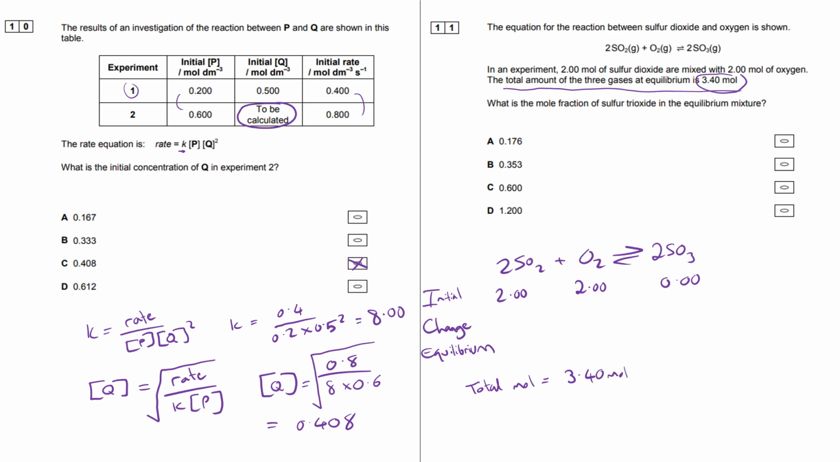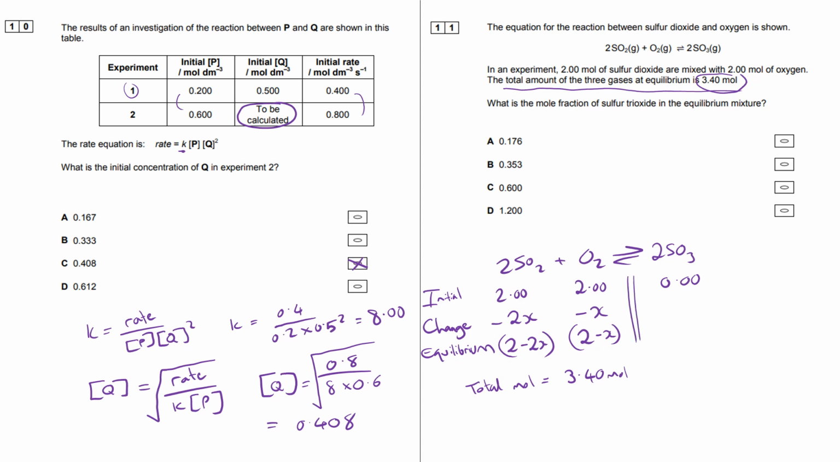So the change in moles is going to be, let's call it X. So if X moles of oxygen reacts, then you're going to have 2 minus X moles of oxygen at equilibrium. If X moles of oxygen is reacted, then 2X moles of sulfur dioxide is reacting. So at equilibrium, you would have 2 minus 2X moles of SO2.